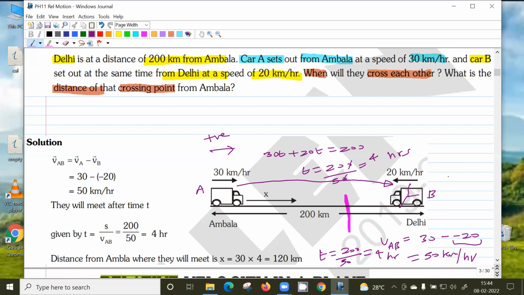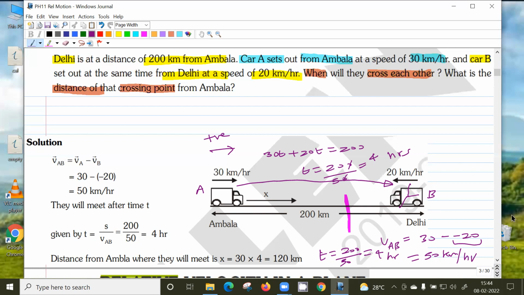Is that clear? Yes, sir. Because when the motion starts, with respect to this frame, the distance of A is 200 kilometers. As time progresses, A has come to the location of B. So it's as if A has traveled a distance of 200 kilometers in this reference frame, and in this reference frame, velocity of B is 0. Velocity of A is velocity of A minus velocity of B, that is 30 minus 20, with the positive direction towards the right. So relative velocity of A is 50, and the time taken is 200 divided by 50.